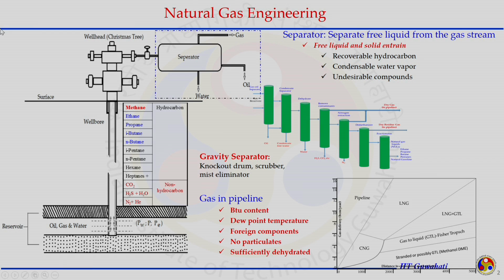So, this is our production system from where we are producing the natural gas, and when natural gas is reaching to surface, the first equipment it is encountering is the separator. That we understand, we repeated this several times.